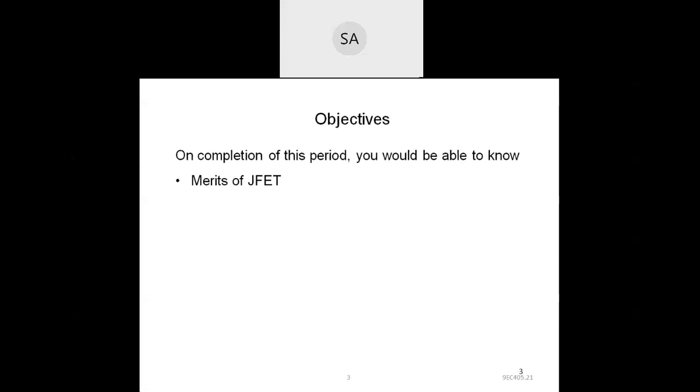The main objective of today's lecture is that on completion of this period, you will be able to know the merits of JFET over BJT, applications of JFET, and construction of MOSFET. So these are the topics we are going to cover in today's lecture.